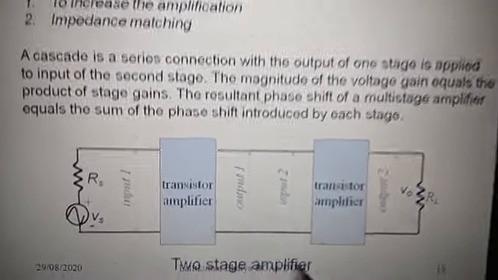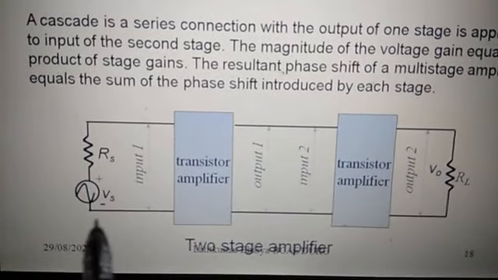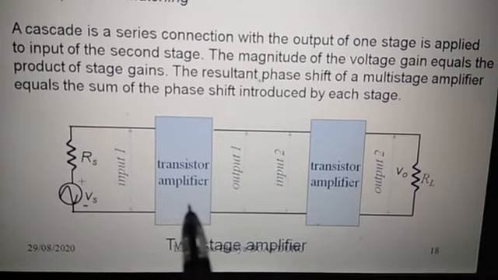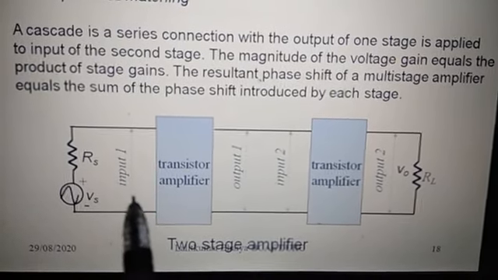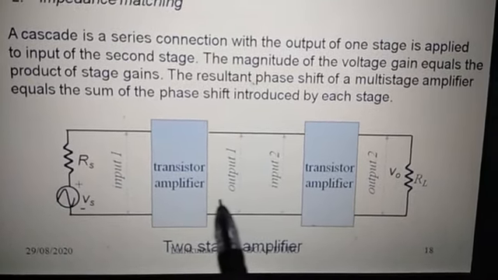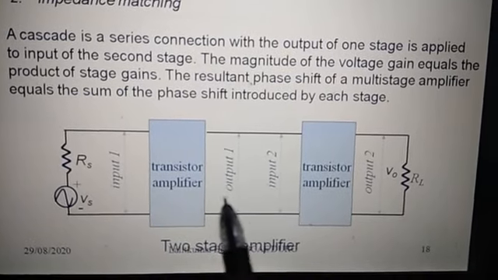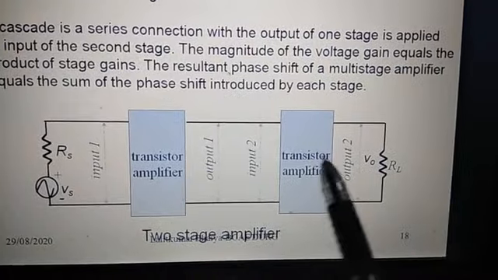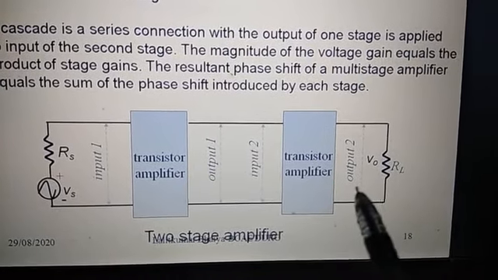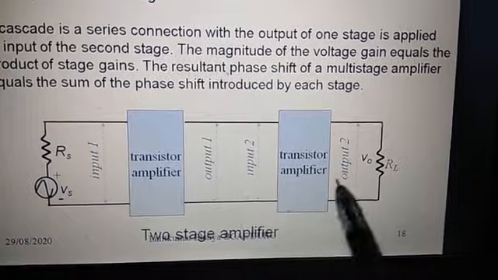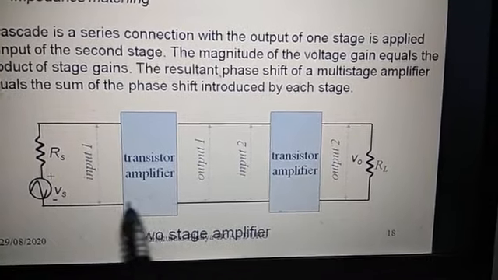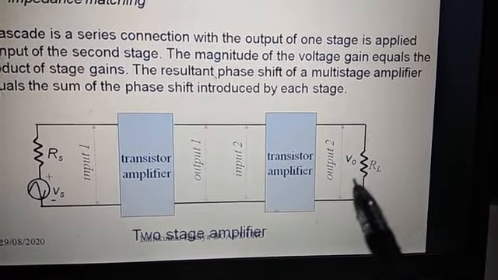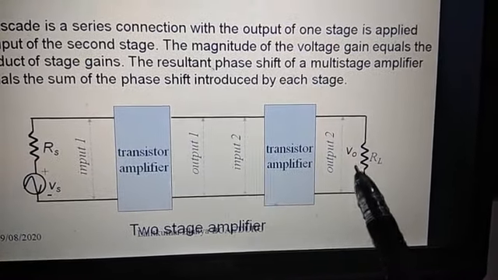You can see this diagram. This is the source resistance. This is the voltage source. This is the first stage of the transistor amplifier. This is the input of the first stage, and the output of the first stage is connected to the input of the second stage. This is the second transistor amplifier, and the output of the second stage is the final. This is a two-stage amplifier. And finally, this is the output load resistance, where you will get the output voltage V0.